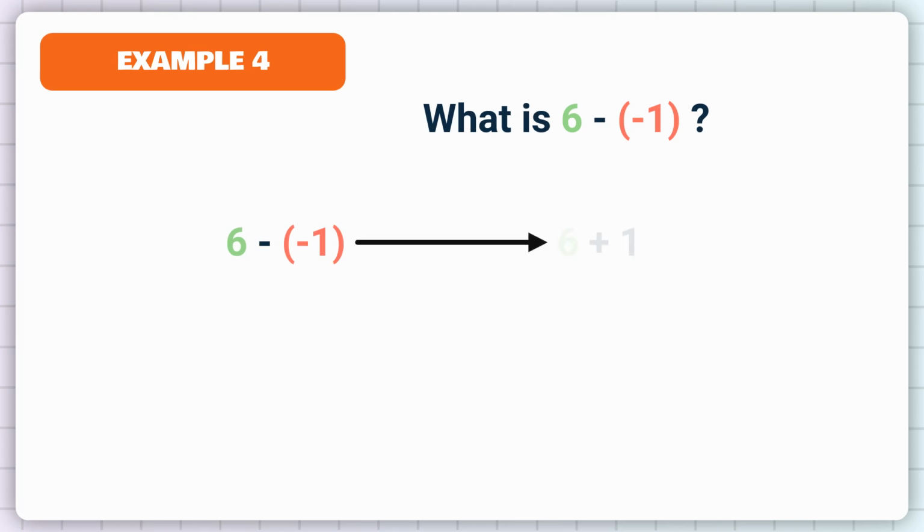Finally, let's subtract a small negative from a large positive. What is 6 minus minus 1? First, convert the subtraction. 6 minus minus 1 becomes 6 plus 1. Now, you can perform the addition. 6 plus 1 is equal to 7. Therefore, 6 minus minus 1 is equal to 7.